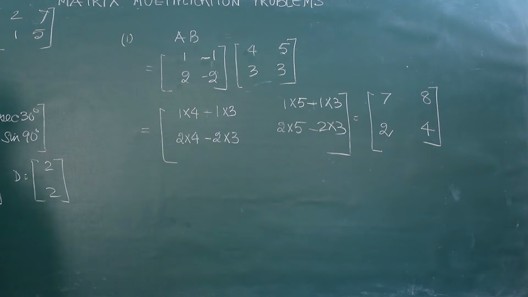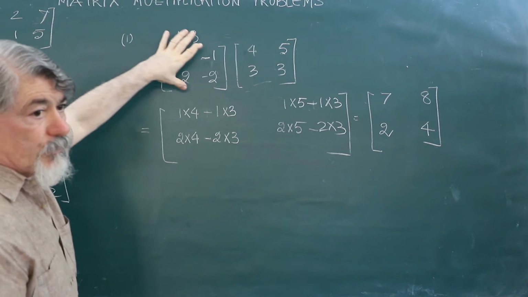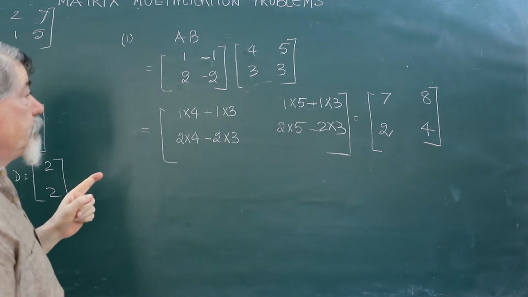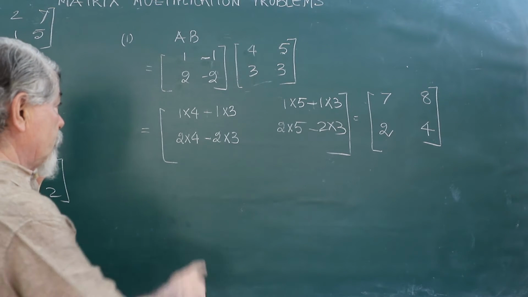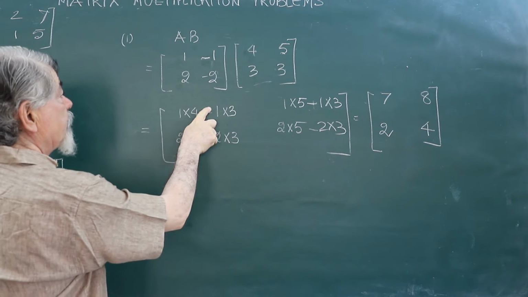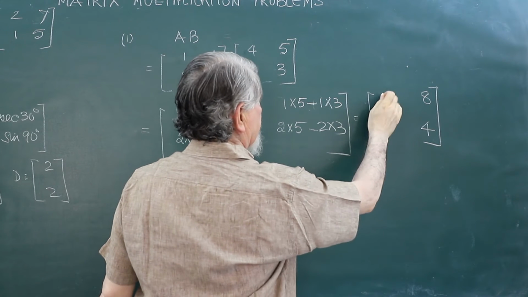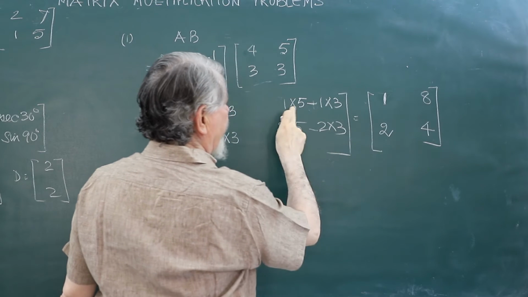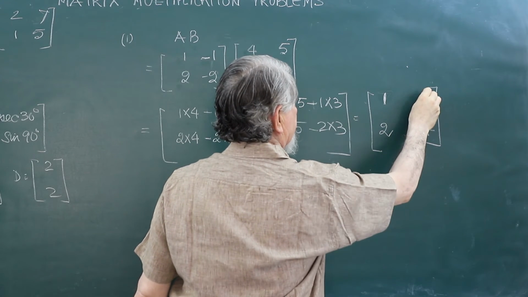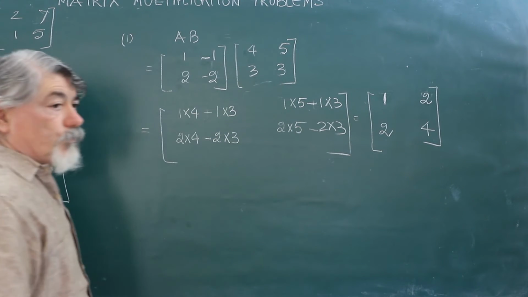While picking up this matrix from here to here, we made a mistake. This mistake is quite possible by you also during examination. You have to be careful. 1 into 4, 4 minus 3 is 1 here. And 5 minus 3 is 2 here. So 1, 2, 2, 4.